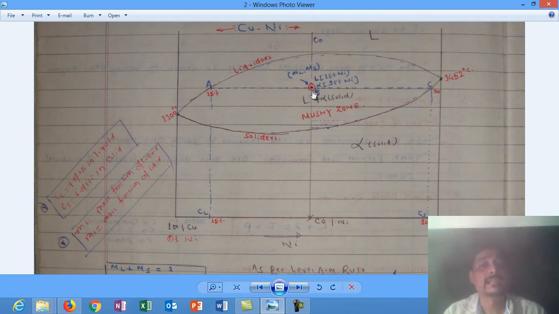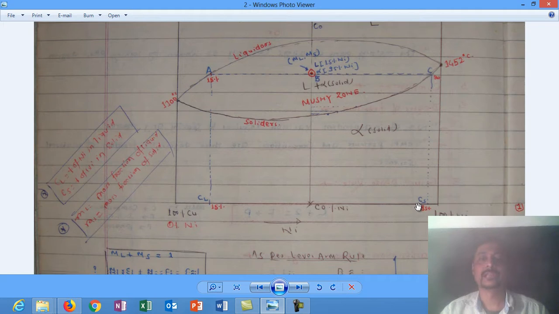Now we have to find the mass fraction of liquid. The mass fraction of liquid means this is the liquidus line. So if I have to find the mass fraction of liquid, we have to take the length of the opposite section. This is BC, the length of BC divided by the length of AC. Similarly, if I have to find the mass fraction of solid, we have to take the length of the opposite side, because this is the liquidus point. So we take the length of this section, AB by AC. So this is all about the lever arm rule, right?